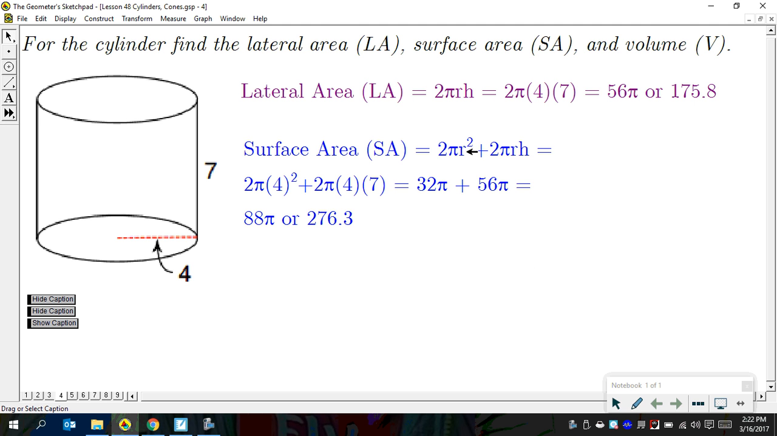For my surface area, again, R is 4, H is 7. It's just about plugging in and making sure we do the appropriate order of operations. So that means doing this 4 squared before I multiply by 2, simplifying all this before I add. And last but not least, my volume is right there. So make sure you check your answer, look at my work, make sure you got the right thing.